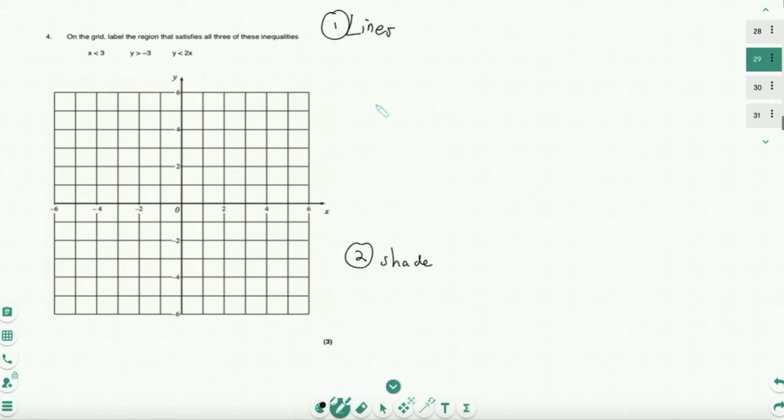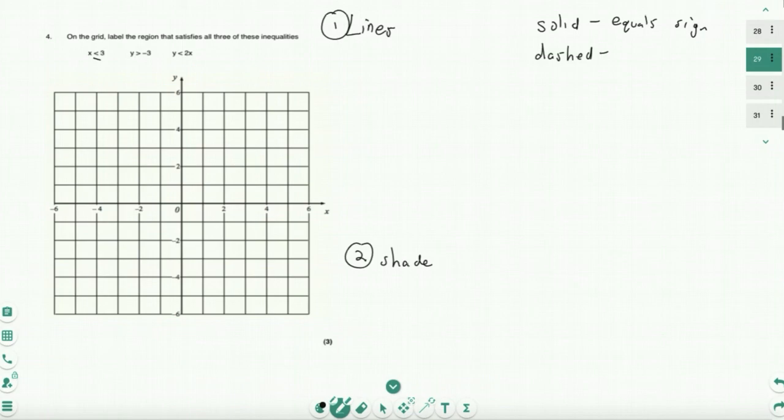Now, we can either draw two types of lines. We can draw solid lines, or we can draw dashed lines. And here's how we know when to draw which. We use solid lines when there's an equals to sign under the inequality. So x is less than or equal to 3, okay? Whenever there's an equals to sign, we're going to use a solid line. Equal sign.